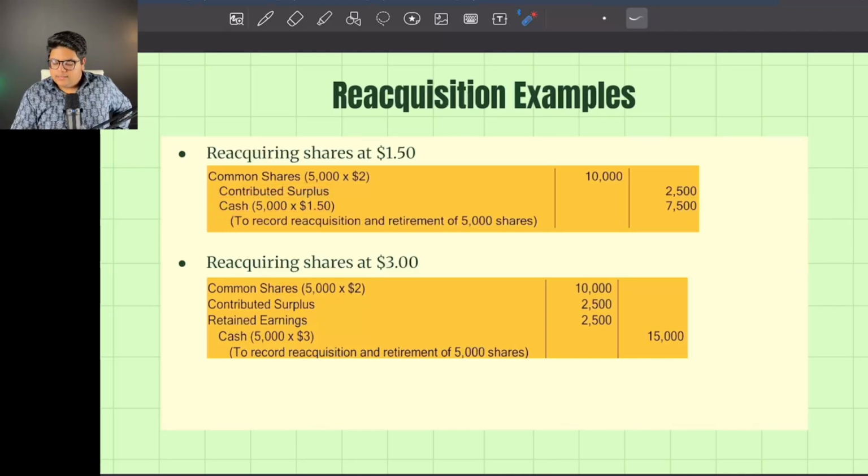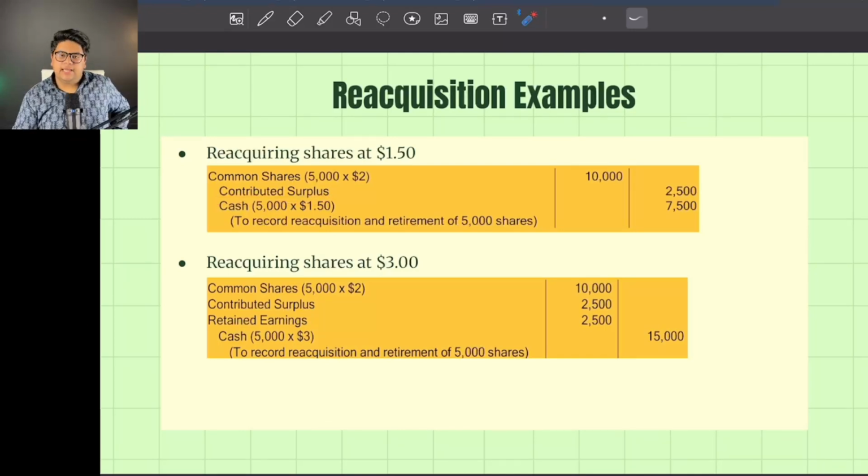So we are buying back 5,000 shares at $1.50 a share. So if you multiply these two, we're effectively paying $7,500 in cash, so our credit cash, for 5,000 shares. Now, if you remember, we decreased the shares by $10,000, but we only paid $7,500 for them. That means we need to add $2,500 in our credits just for these two columns to balance out. And then this correlates to your contributed surplus.